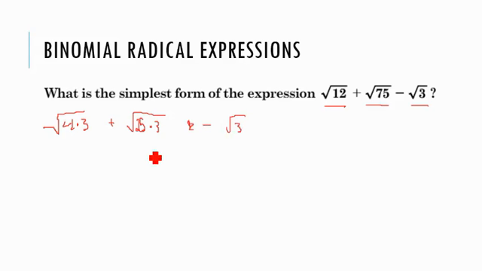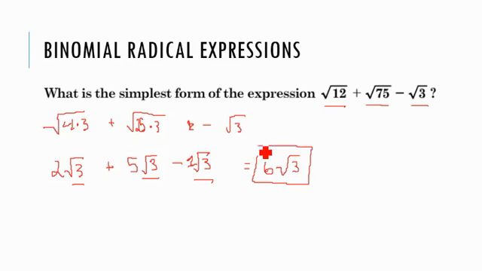If I simplify the first two terms a little more, square root of 4, well, I can do that. That's 2, so 2 times the square root of 3. Square root of 25 is 5, so I can do 5 times the square root of 3 minus the square root of 3. Now, I have like radicals in each term, so 2 times the square root of 3 plus 5 times the square root of 3 minus 1 times the square root of 3. 2 plus 5 is 7 minus 1 equals 6 times the square root of 3. And that is the simplest form of the radical expression.